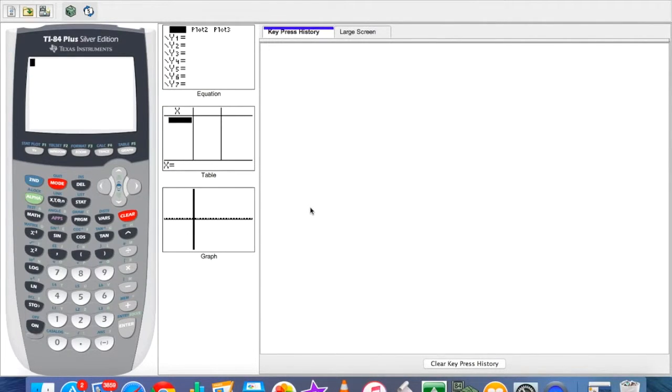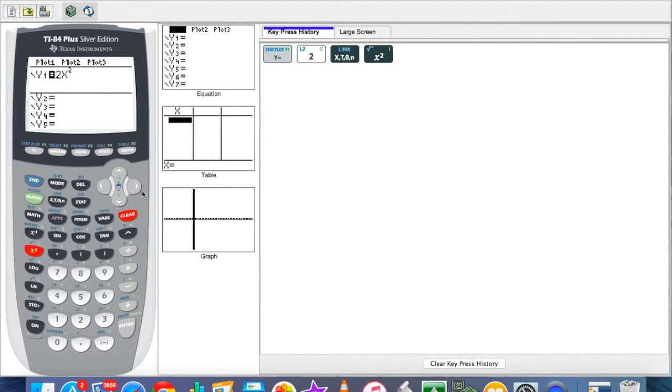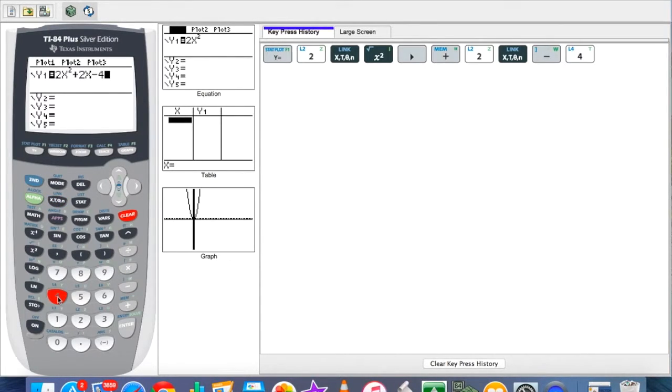Alright, so in this video we'll go over how to find the vertex and also the roots of a quadratic using our calculators. So the first thing we want to do is input our quadratic, so we'll click on the y equals button, and our quadratic is 2x squared plus 2x minus 4.